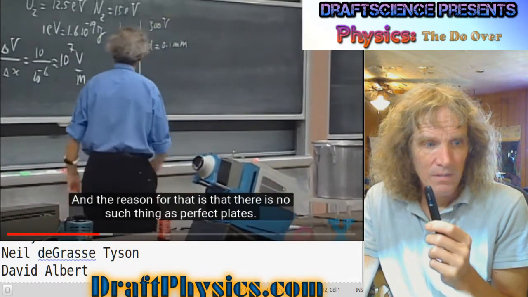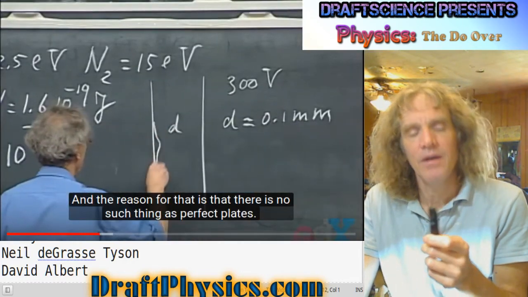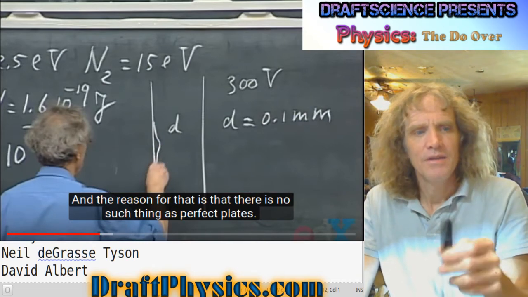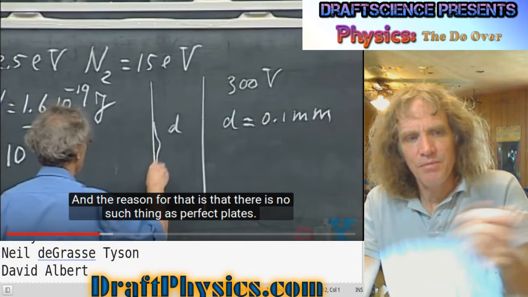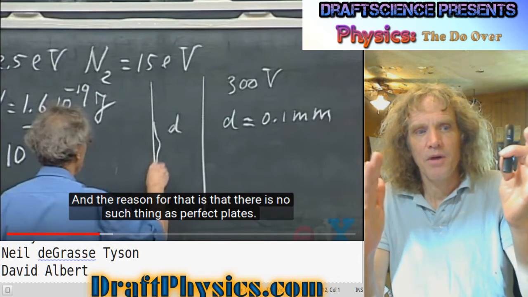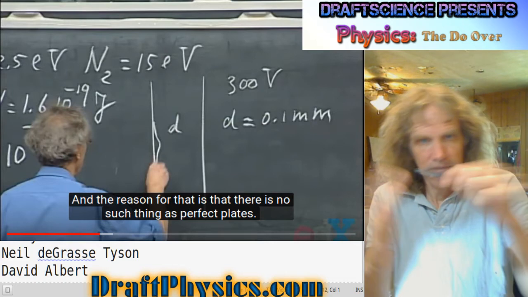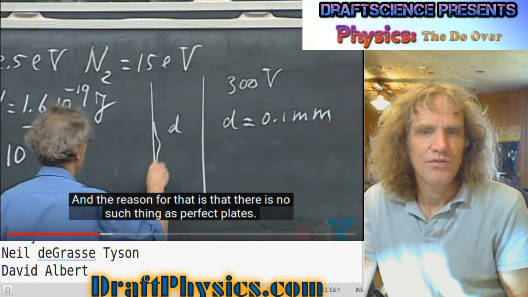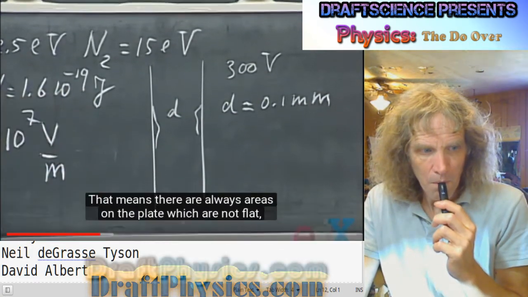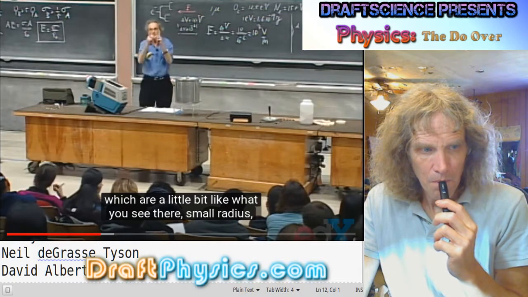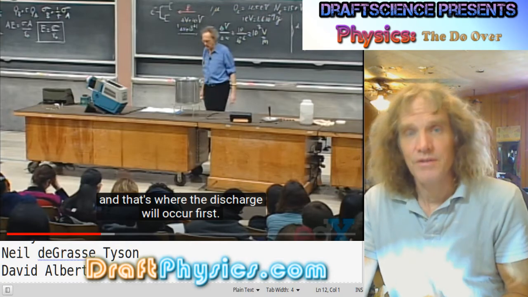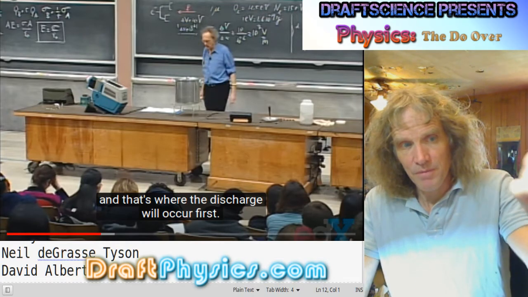And the reason for that is that there's no such thing as perfect plates. Obviously the surfaces would be pretty crappy, so they'd have those little hills on them, so it would break down much sooner. At 300 volts you could have them further apart and still get a spark because of those hills. The plates have imperfections. That means there are always areas on the plate which are not flat, but are a little bit like what you see there. Small radius, and that's of course where the electric field will be larger, so the breakdown voltage at that point will be much lower.